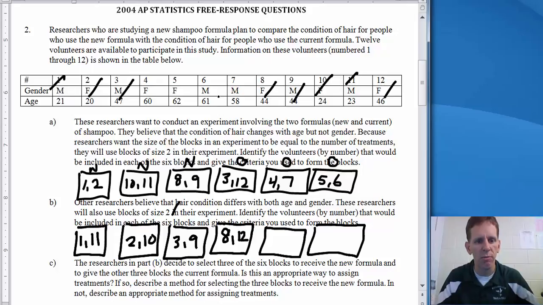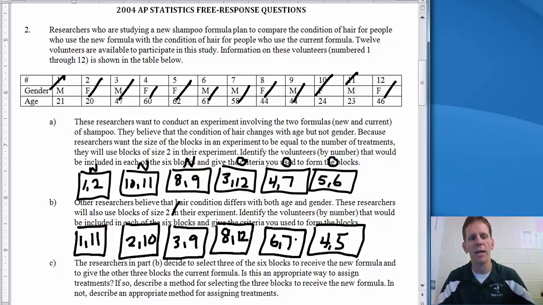Our oldest men are 58 and 61. We'll put them together in a group because they're similar by age and they're the same gender. And our oldest female contestants will be grouped together as well. And this is the idea behind a block.